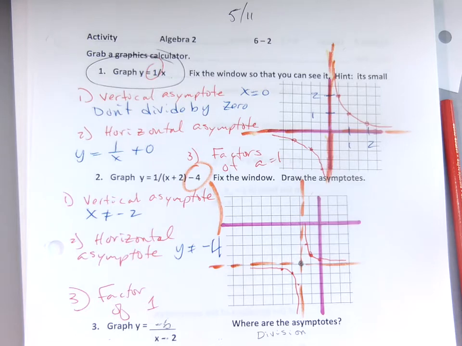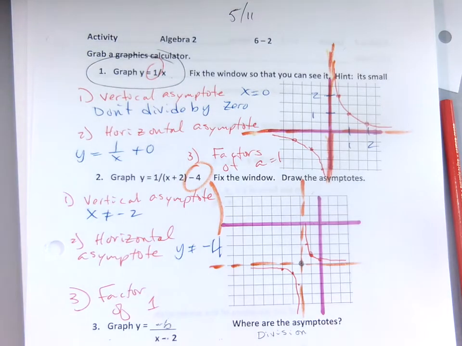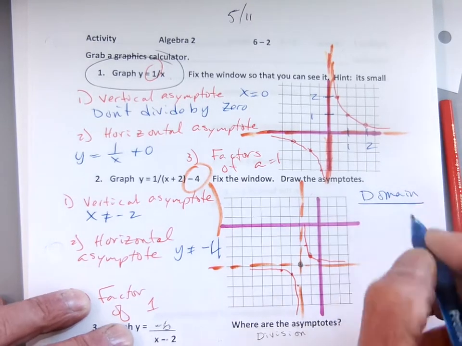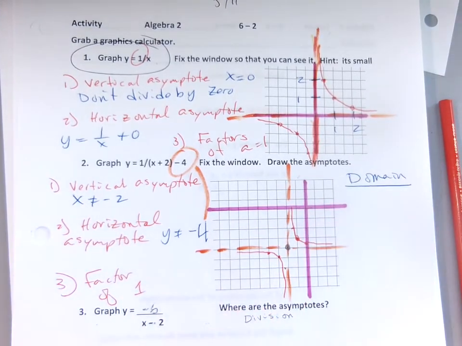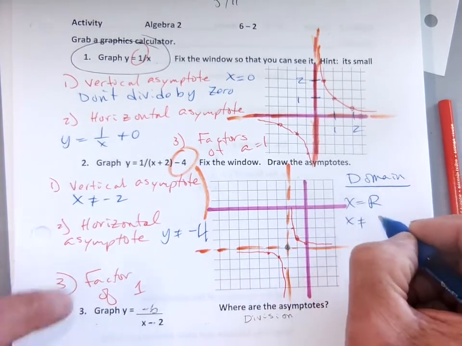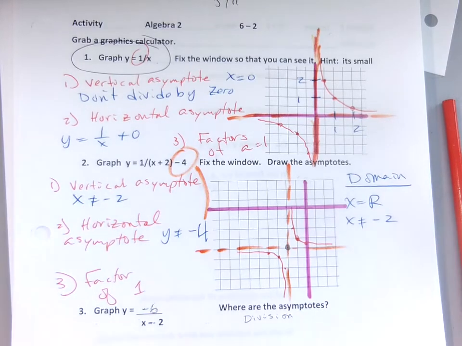Now tell me about domain and range of this one. What's domain of number 2? Domain would be what? Yes. No, -2. Perfect. Can't be -2, because if it was -2, I divide by 0. Plus, I got an asymptote right there, don't I? Right? So there is no graph right there.